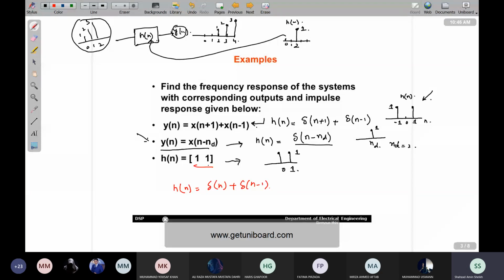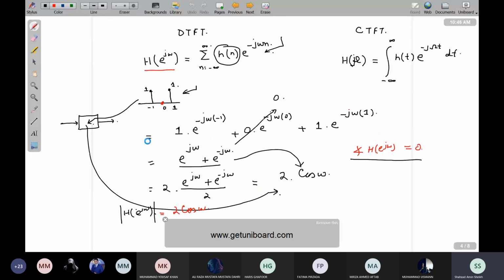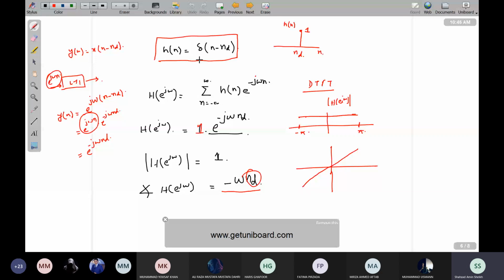Now we are interested in knowing the frequency response of the system. So again there are 2 ways. One way is that you take the formula h of exponential j omega is equal to the sum from n equals minus infinity to infinity of h of n exponential minus j omega n. So that would be 1 into exponential minus j omega nd. 1 कहाँ से आया? 1 is coming from here at the location nd, and exponential minus j omega n is replaced with nd, and the magnitude is 1, so that's the magnitude, and the phase response is minus omega nd, with a negative sign. That's the phase response of the system.